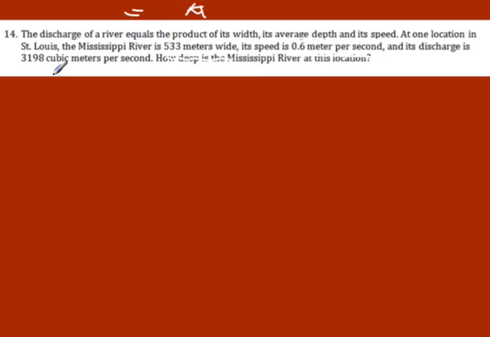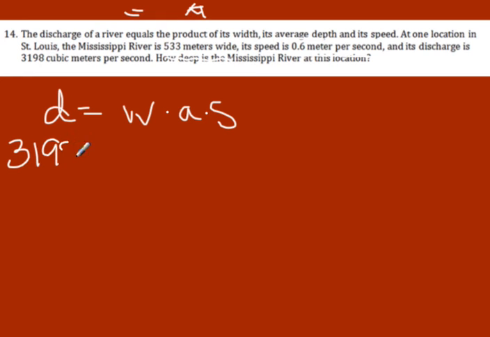So let me take this first sentence and put it into an equation. The discharge of the river equals, so I'm going to let D represent the discharge. The product of the width, its average depth, which I'm just going to say A, and its speed, which I will call S. Okay, so we know the discharge was 3,198 cubic meters. We know the width was 533 meters, and we know the speed was 0.6. So what we don't know is A. So I need to solve this equation for A.